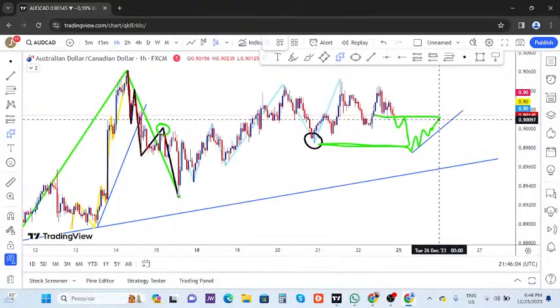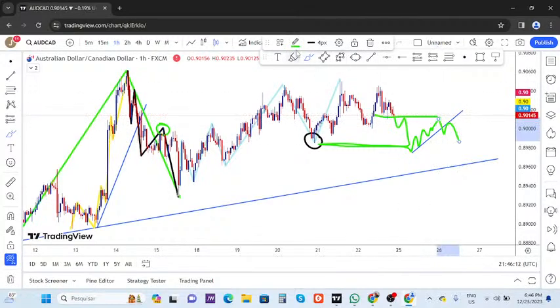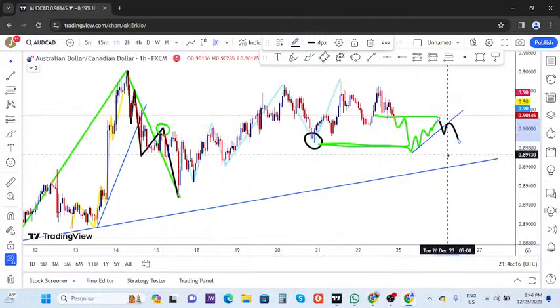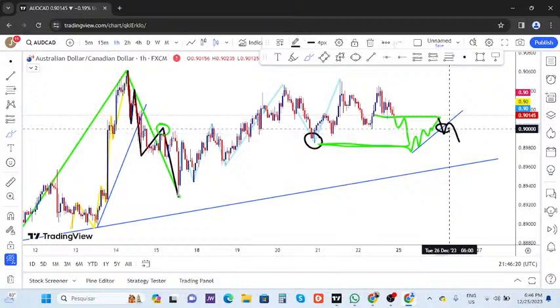So once the market comes down in the nearest future, break the counter trend line, and me as a smart guy, what do I do? I'm going to sell the market right here.